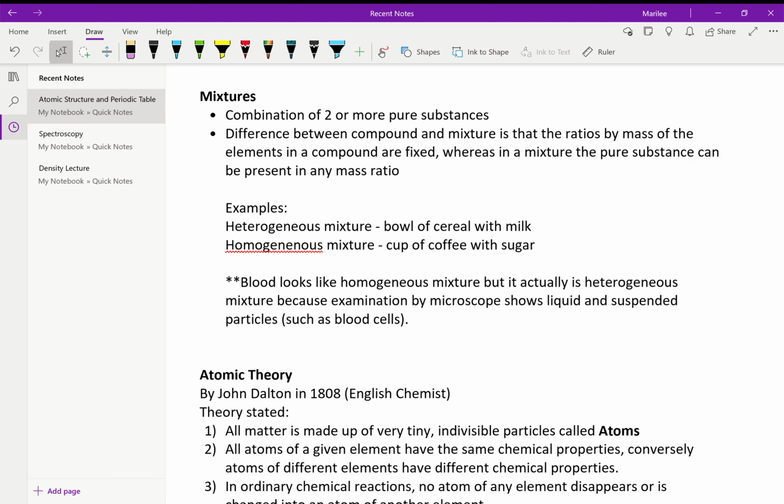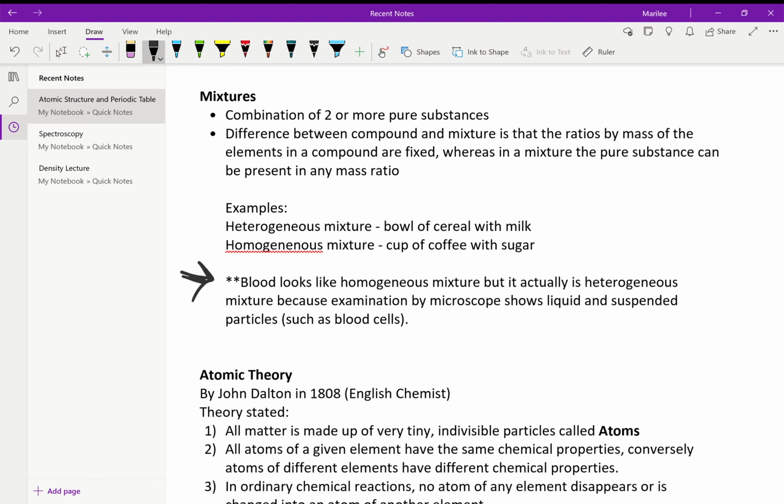We have the heterogeneous mixture, a bowl of cereal with milk. They're not uniform. And then you have the homogeneous mixtures, like a cup of coffee with sugar or cream. When it mixes, you cannot separate them. That's a uniform mixture. Keep in mind here an important point.